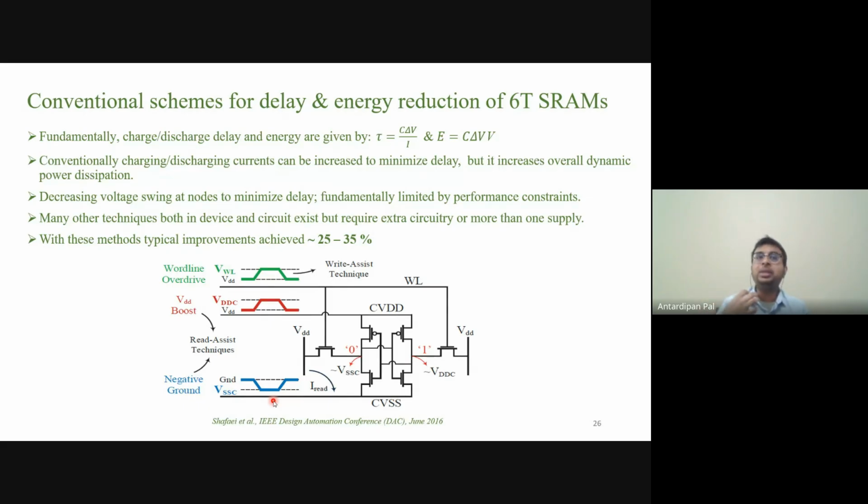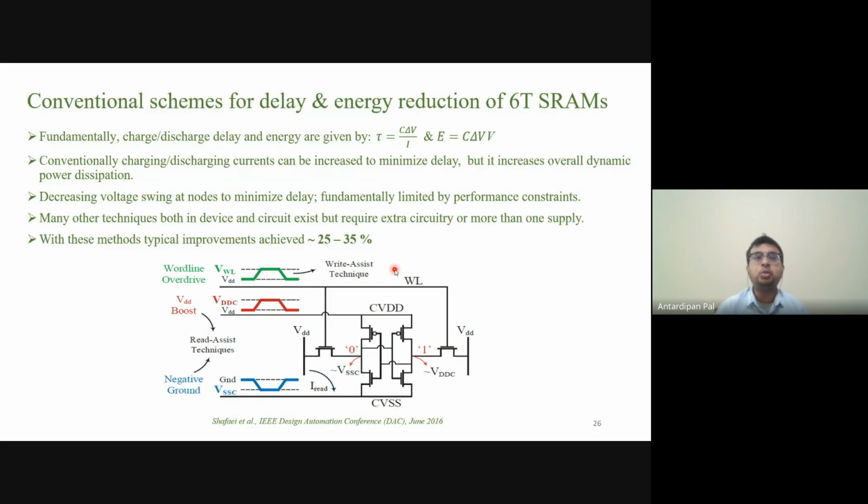Now, extra circuit means extra space, right? And do we want our mobile phones to be thick like a brick? We never want that, right? We want them as slim as possible. That means you have a huge space constraint, so we cannot use them. And even with all these things, we only achieve 25 to 35%. So that's not a big deal.